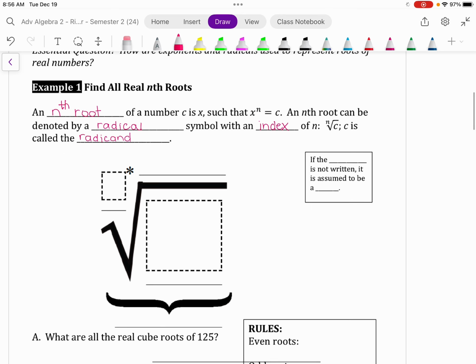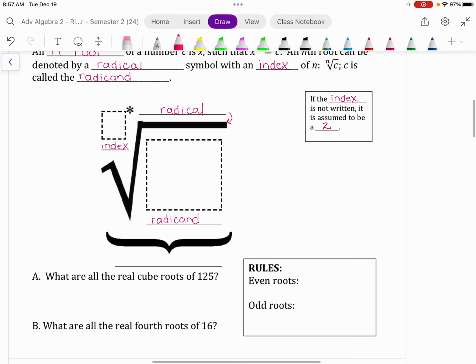So here's your little picture to make sense of all that. This symbol right here is called the radical. This number on the outside is called the index. For a square root, we do not put a number there. It is assumed to be 2. Mathematicians are lazy; we're too lazy to actually put anything other than 2. The number under the square root is called the radicand. And then the entire thing is called a radical expression.